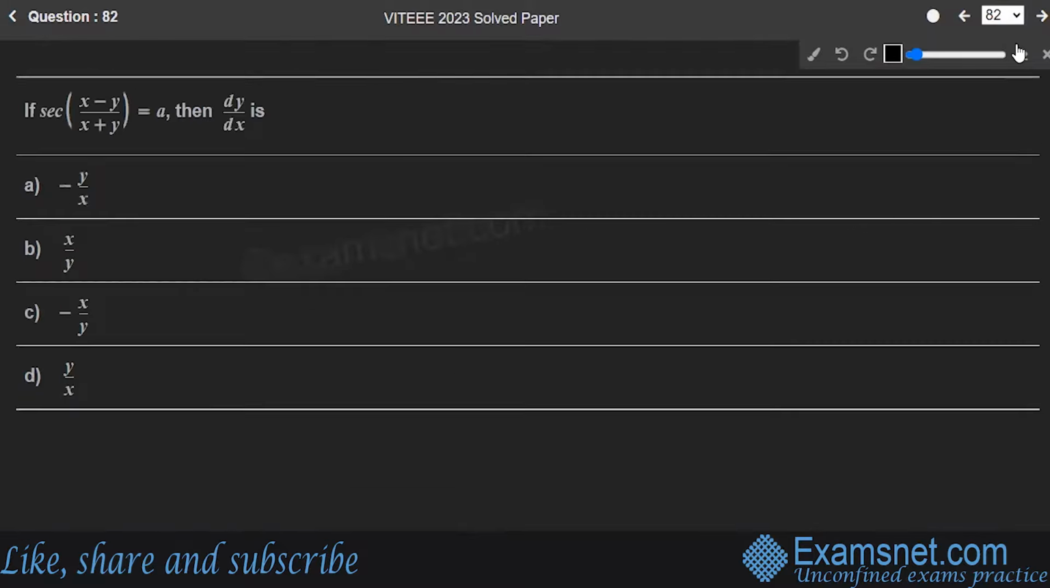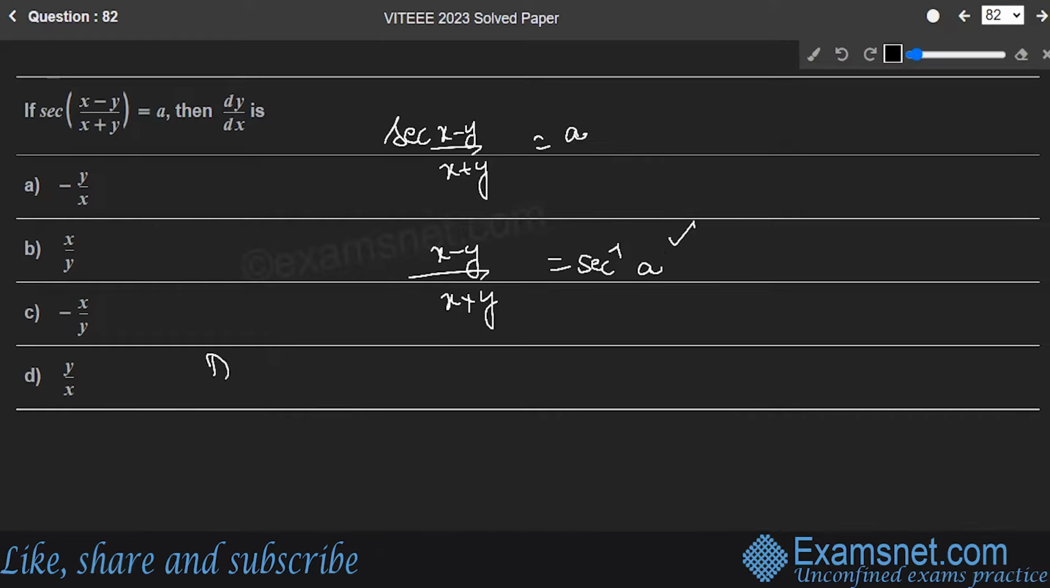Hope you got that. Next is question number 82. If secant of (x minus y) upon (x plus y) is equal to a, then what is the value of dy by dx? Okay, secant of (x minus y) upon (x plus y) is equal to a. That makes (x minus y) upon (x plus y) equal to secant inverse of a, right? Now let's differentiate on both the sides.